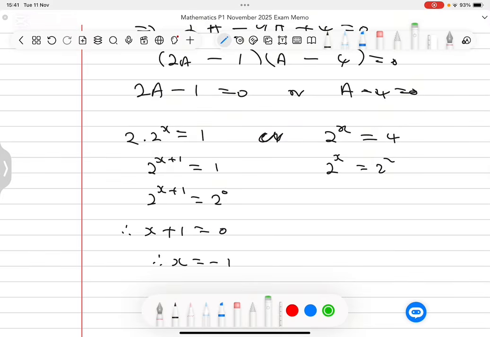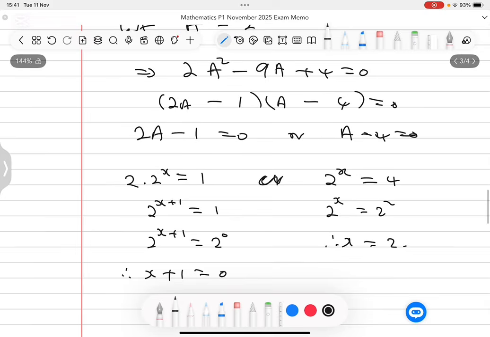Now, when we come to this side, we're going to apply the same rule to say if the bases are the same, the exponents must be the same. So this would mean that x should be equal to 2. And those are your roots.